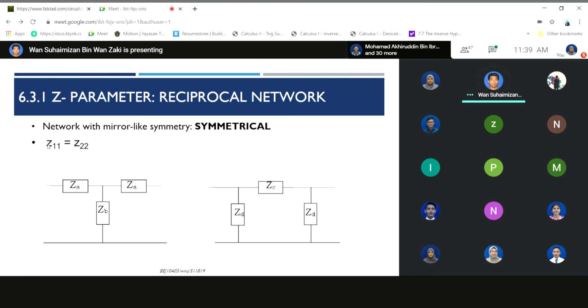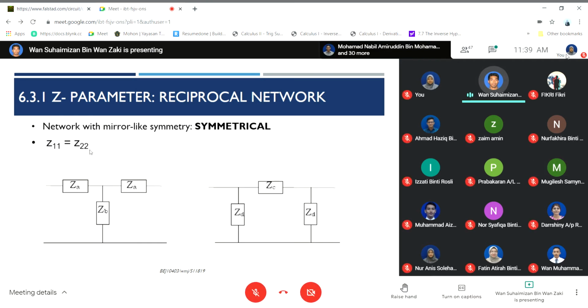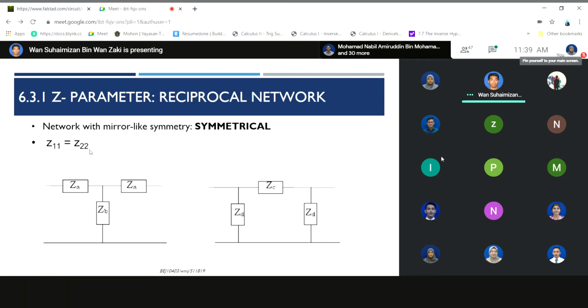Or the easiest way, you compare whether Z11 equals Z22 or not. If equal, this is symmetrical, right?